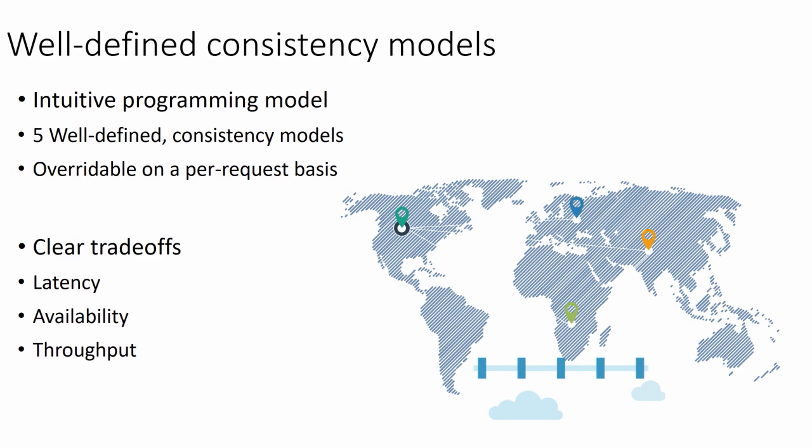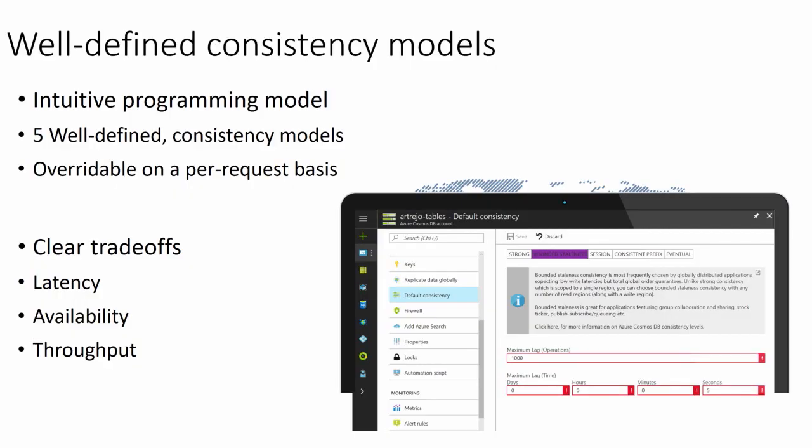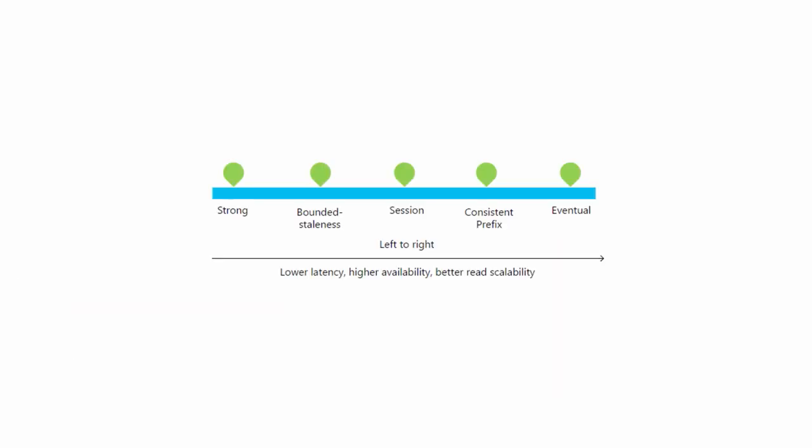We actually have nice shades of gray so that depending on your scenario, you can choose the right performance versus predictability attributes that you want for your scenario. And what we do is offer this through just a click in the portal. We have strong consistency, bounded staleness, session, consistent prefix, and eventual.